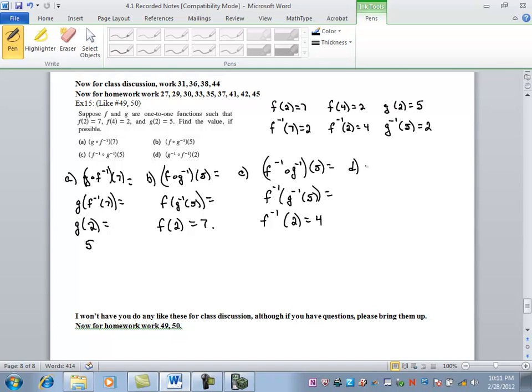And then we look at part D, g inverse composed with f inverse of 2. Well, this is g inverse of f inverse of 2. Now f inverse of 2, that's going to be 4. g inverse of 4 is, we don't know. We don't know. So we make that correction and we're ready to move on.